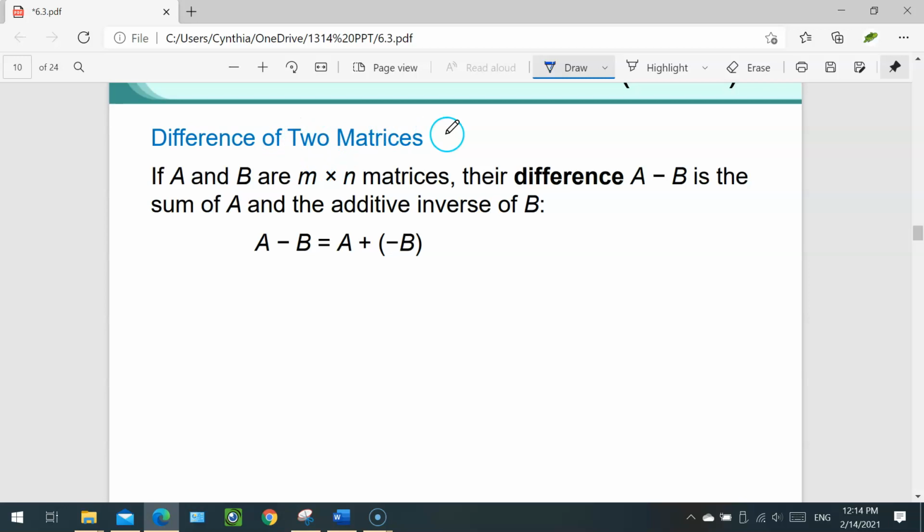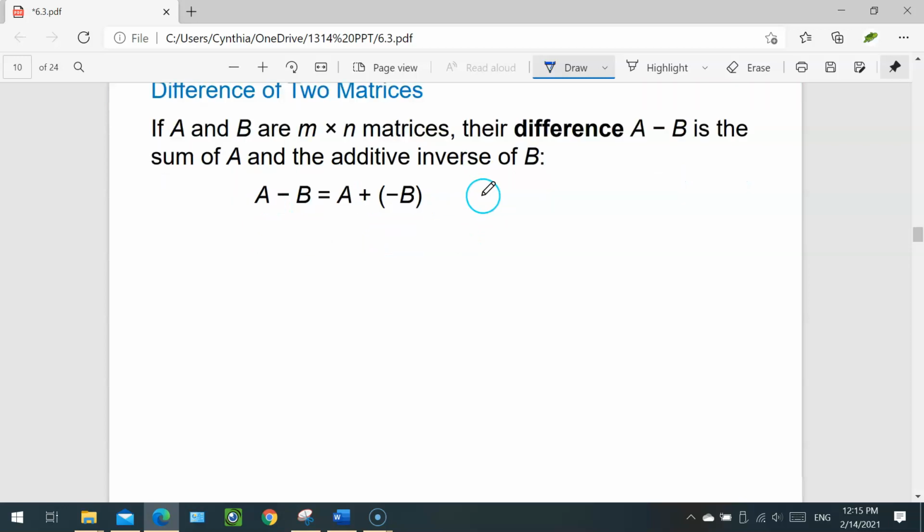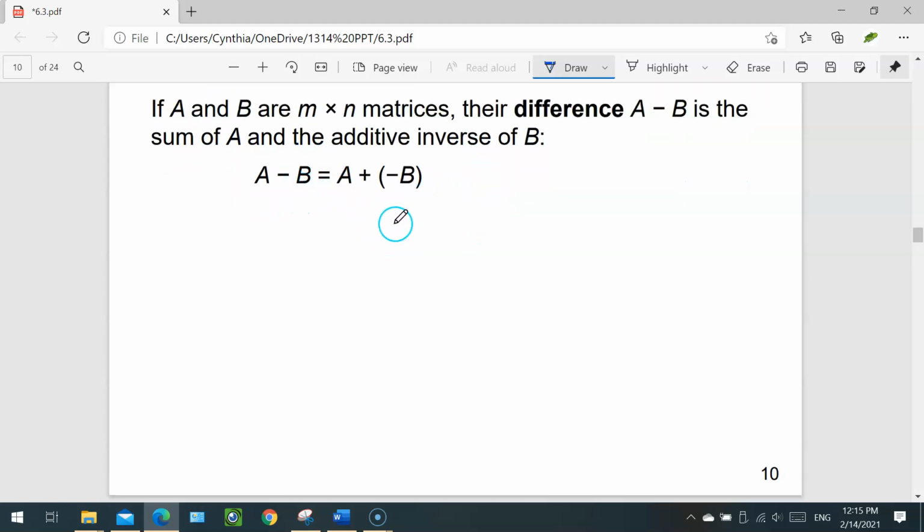Differences of two matrices. If A and B have the same dimension, their difference A minus B is the sum of the matrix A and the additive inverse of matrix B. That means you just subtract two matrices.